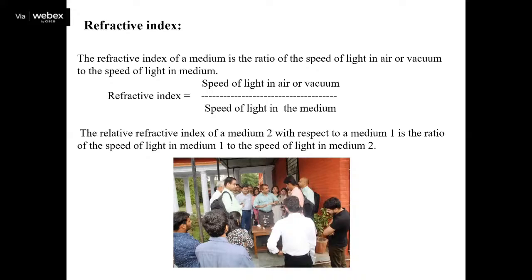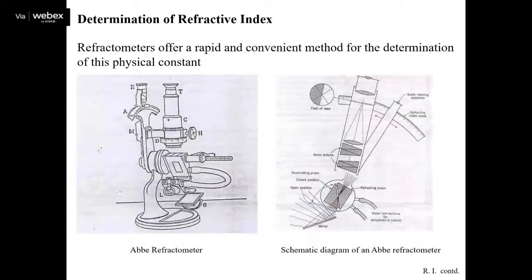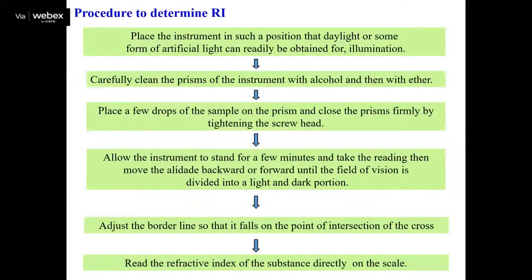Then there is the refractive index. Refractive index is also a powerful tool for identification and quality assurance of sandalwood oil. What is the refractive index? The refractive index of a medium is the ratio of the speed of light in air or vacuum to the speed of light in the medium, that is, the sample. This is the equipment, the refractometer. You can see a schematic diagram of the refractometer and how it works.